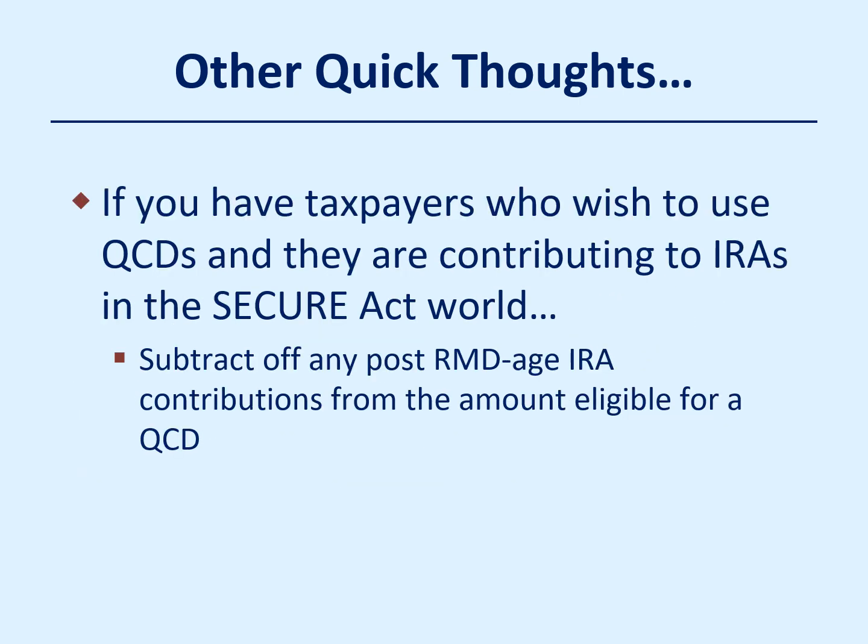Also want to mention under other quick thoughts, if you have taxpayers that wish to use qualified charitable distributions, these are the ones where taxpayers who are in RMD years, they can have their RMD or an amount up to $100,000 per year taken directly from their IRA by the trustee and directed to a qualified charity. So the money doesn't come to the taxpayer, it goes directly from the trustee to the qualified charity. It counts for RMD, it's not included in taxable income, but you don't also get a potential itemized deduction for that.